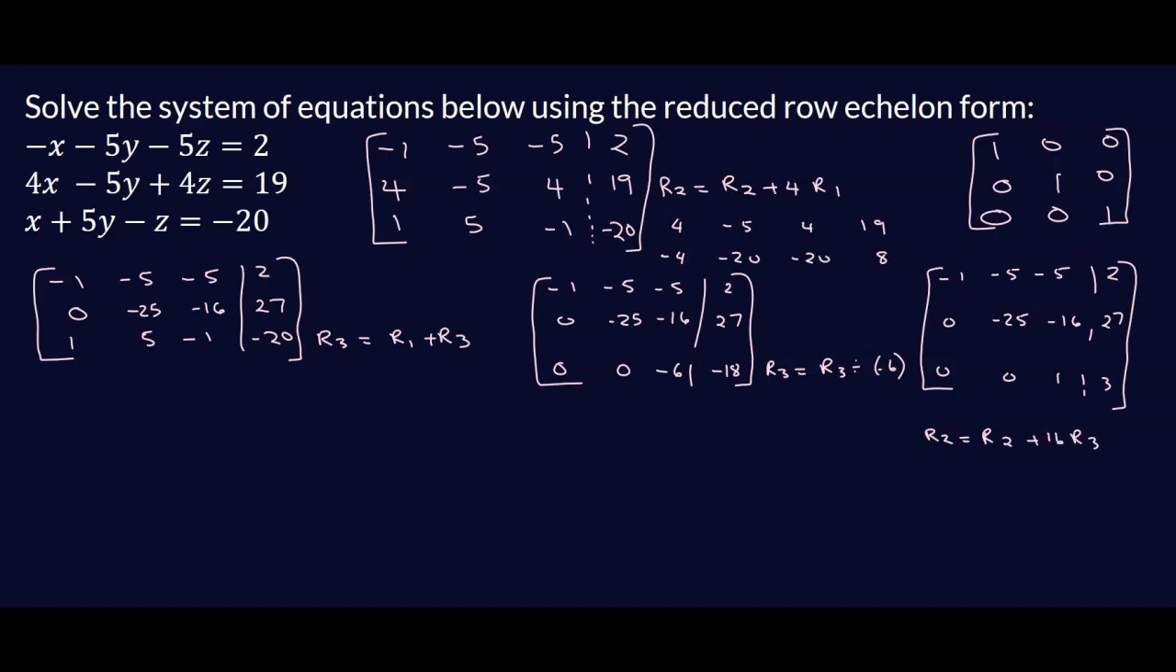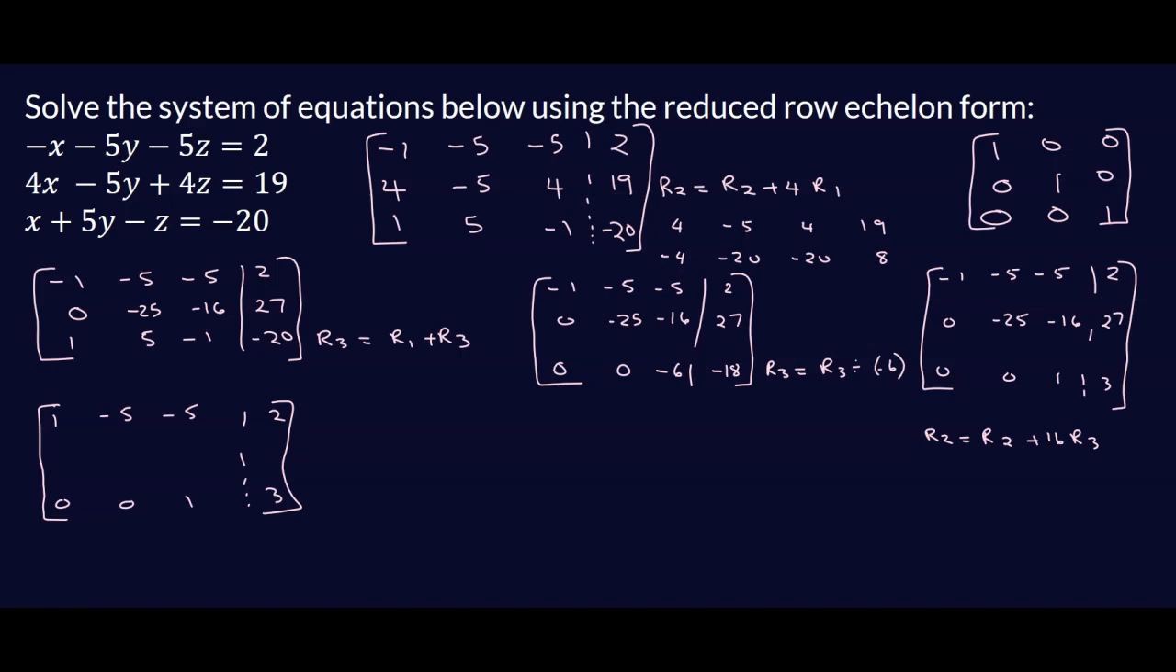Okay, so we're changing row 2 only. So we'll go ahead and put in the values for rows 1 and 3. Row 1, we have 1, -5, -5, and then we have 2. Then we have 0, 0, 1, and then we have 3 over here. And now we're adding row 2 and 16 row 3.